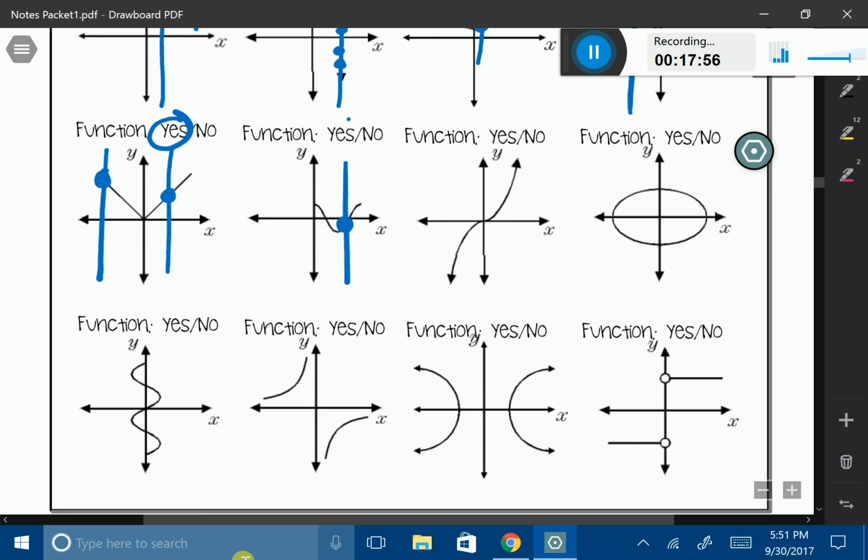Vertical line, crosses it here. Yes, it's a function. Vertical line, crosses it twice. Not a function. Oh, here are some cool ones. All right, let's go ahead and draw a vertical line right here.